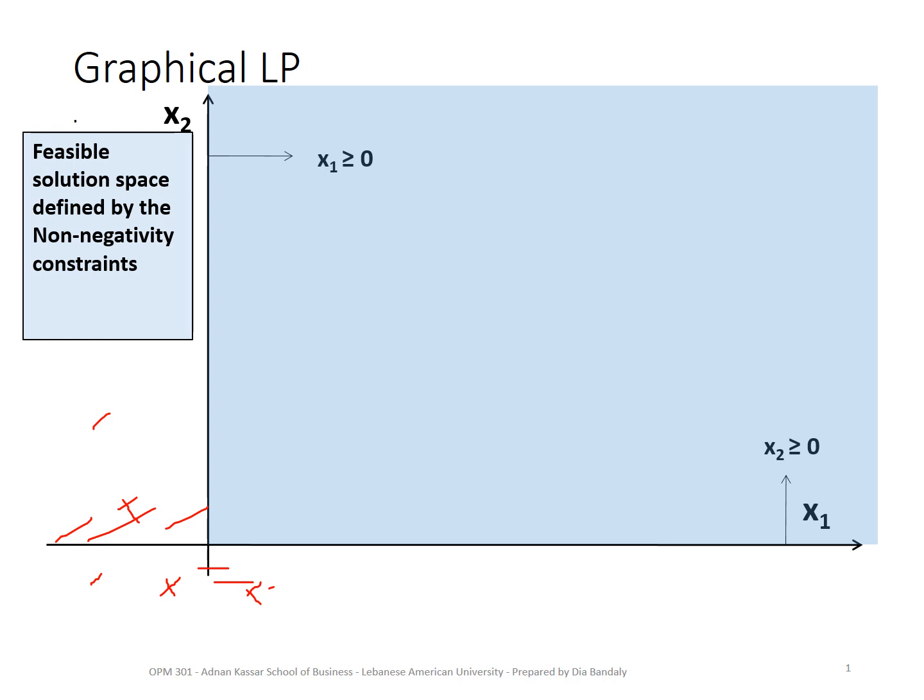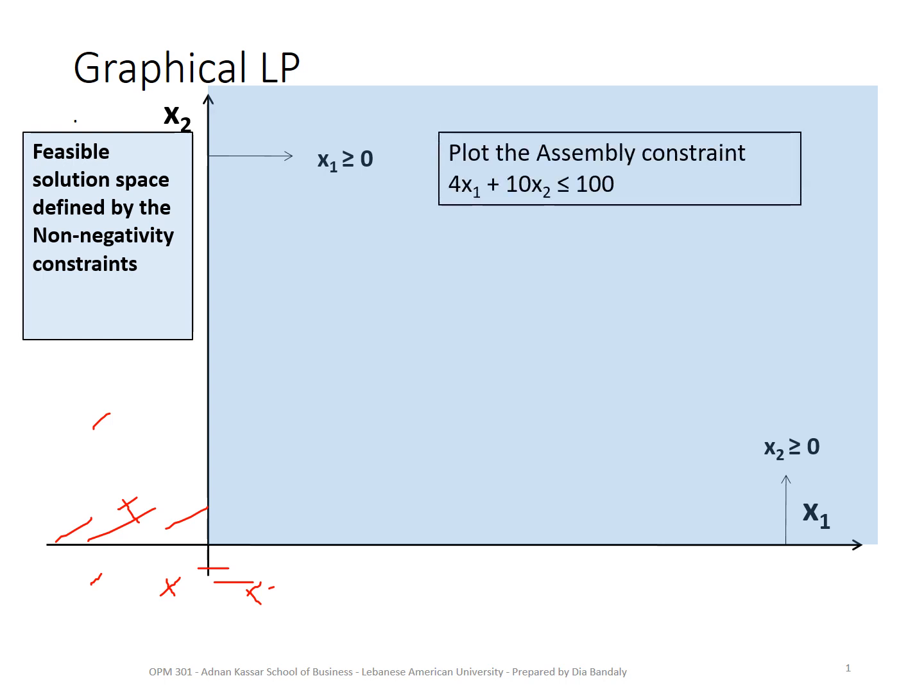You see how two constraints have really shrunk my search area by 75%, which is great. Next, I'm going to use my next constraint, the assembly constraint. The constraint says 4x1 plus 10x2 less or equal than 100.